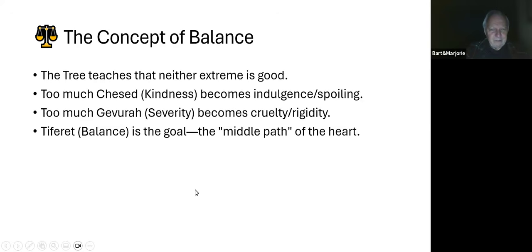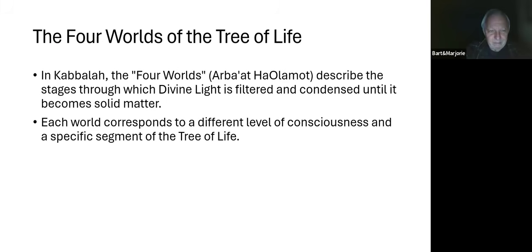So the concept of balance is critical here. The tree teaches that neither extreme is good. Too much kindness becomes indulgence or spoiling. Too much severity becomes cruelty and rigidity. So balance is the goal, the middle path of the heart.